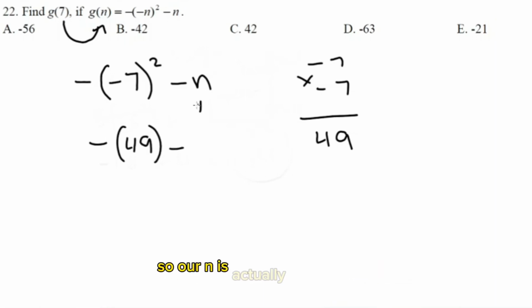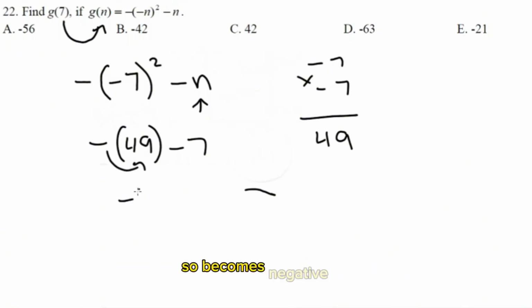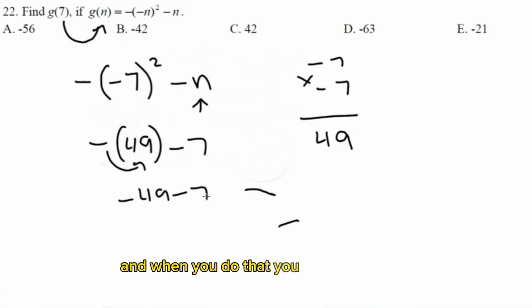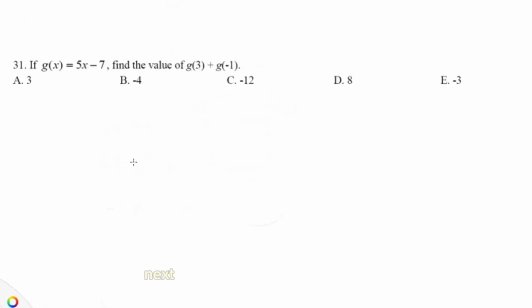So our n is actually 7 here again. So negative 49 minus 7, because this negative goes into here. So it becomes negative 49, and then we subtract 7. And when you do that, you get negative 56. And that's your answer. Next, if g of x is equal to 5x minus 7, find the value of g of 3 plus g of negative 1.